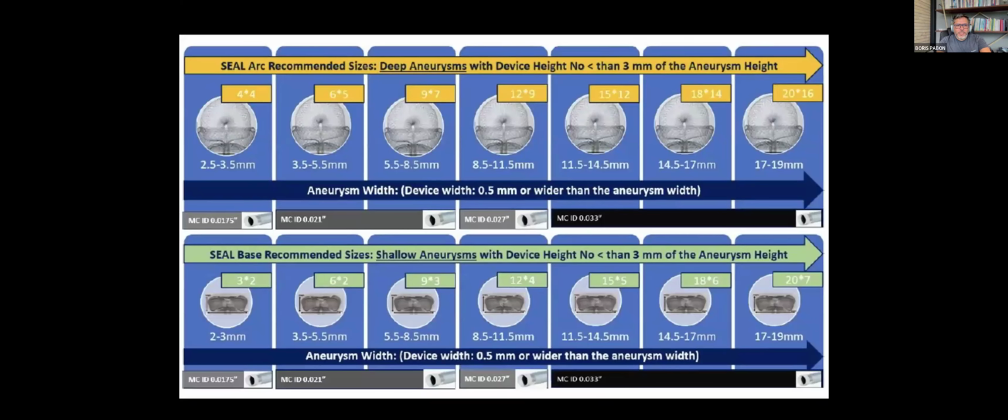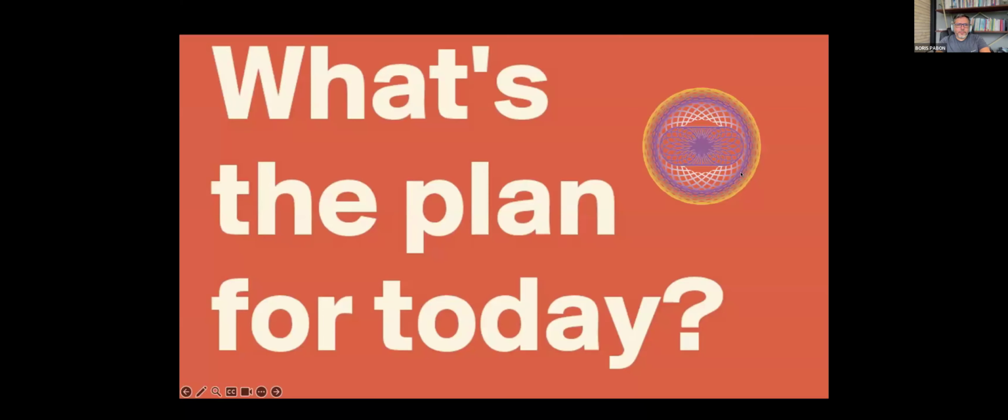Here is the size chart of this technology. You may see the device range between 3mm and 20mm. The smallest sizes would be delivered using 017 microcatheter technology. And of course, devices greater than 12 require the VIA 33 microcatheters.